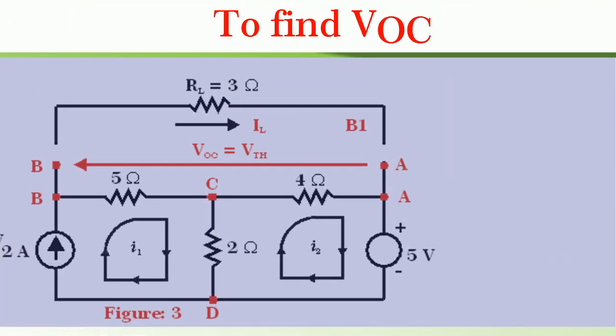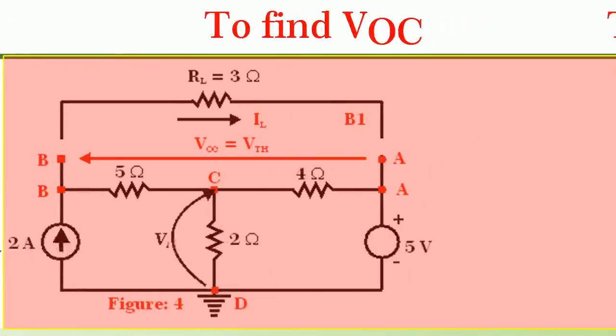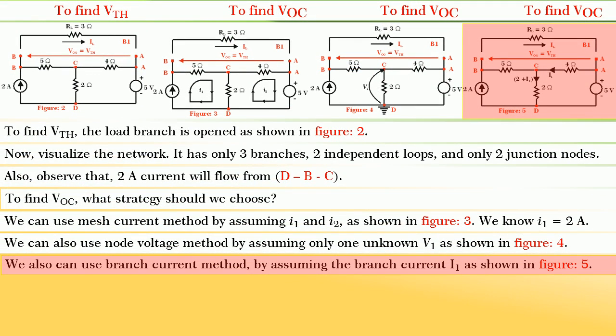We can use the mesh current method by assuming I1 and I2 as shown in figure 3. Note that we know I1 is equal to 2 ampere. We can also use the node voltage method by assuming only one unknown V1 as shown in figure 4, because we know the other node voltage of A with respect to reference is plus 5 volts. Friends, we can also use the branch current method by assuming branch current I1 as shown in figure 5 and using Kirchhoff's current law we can solve the network.